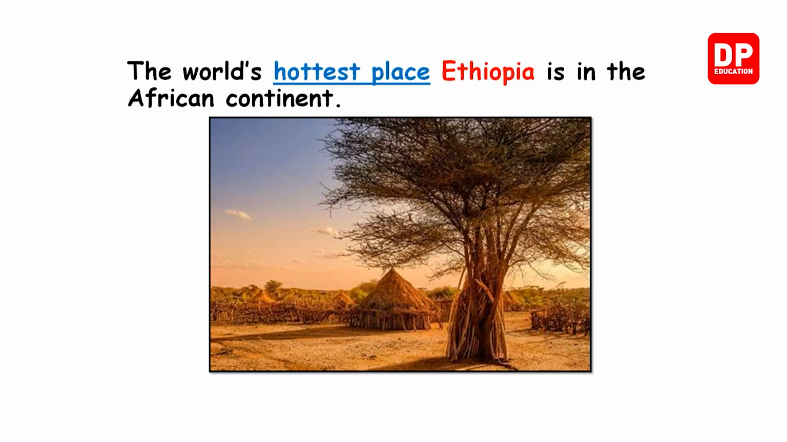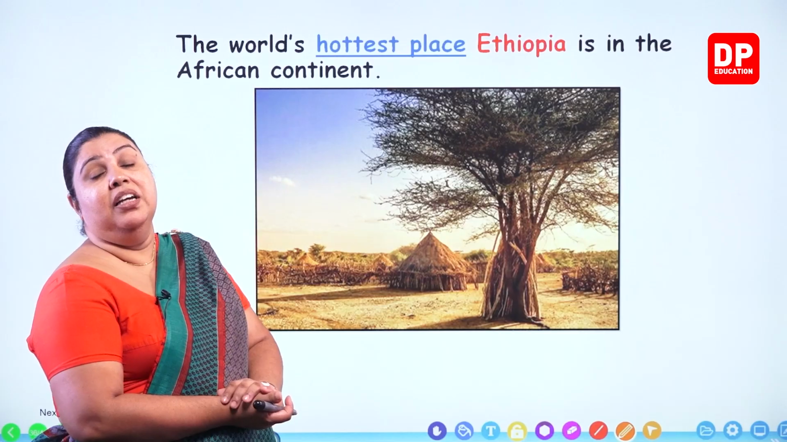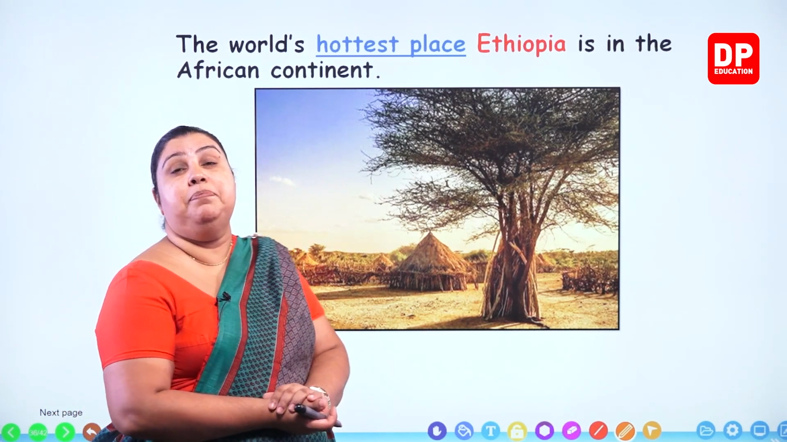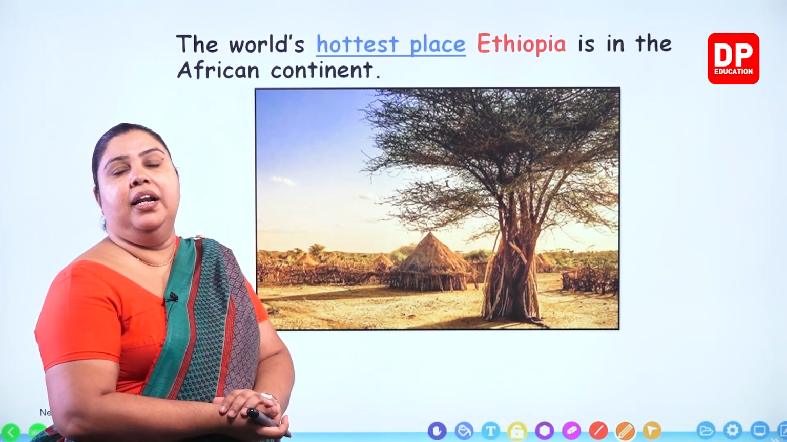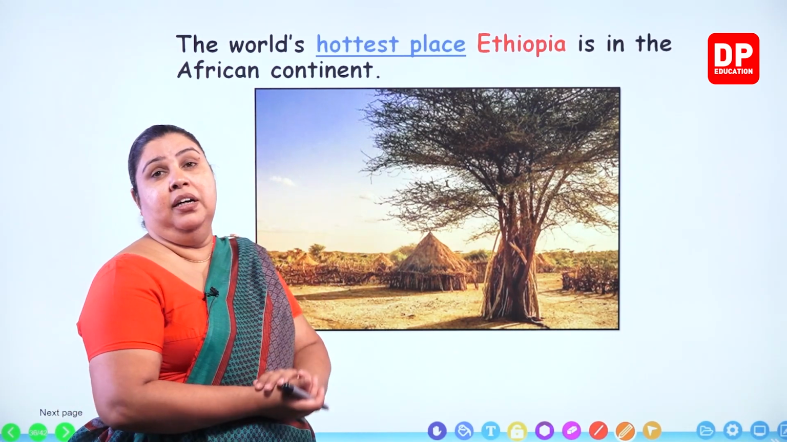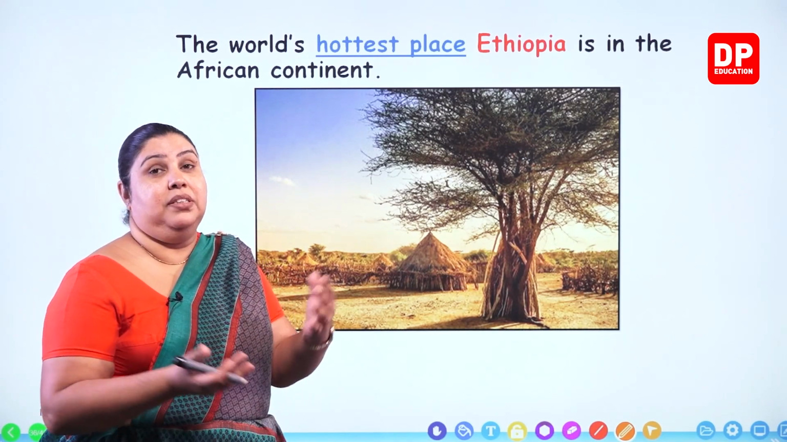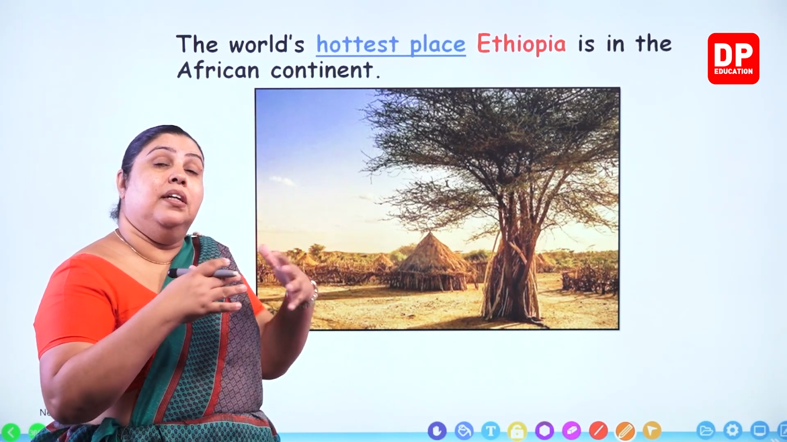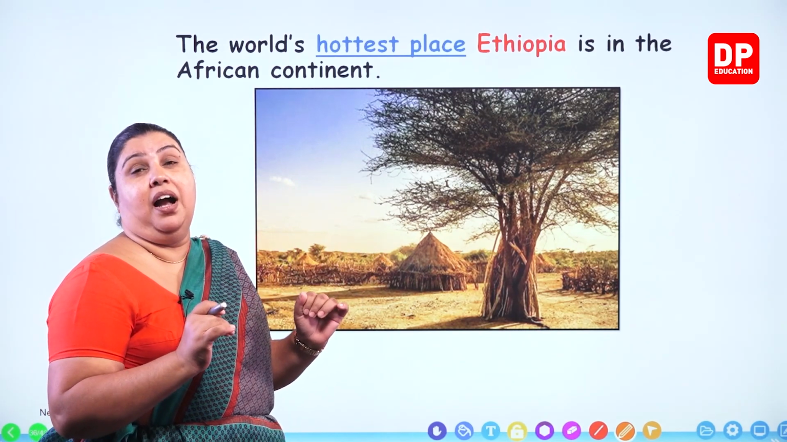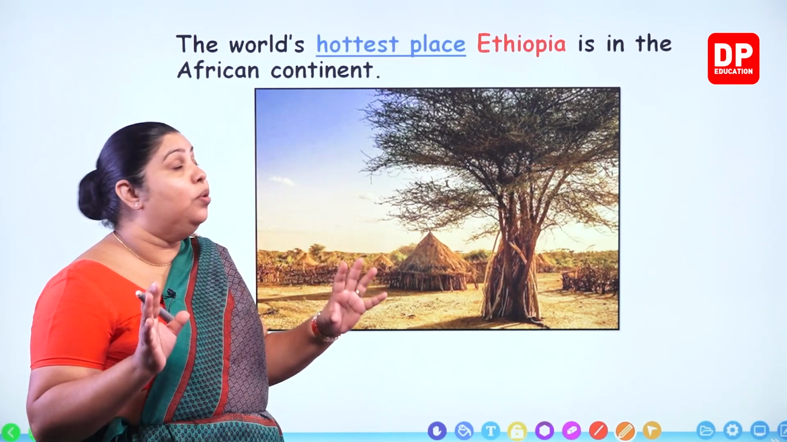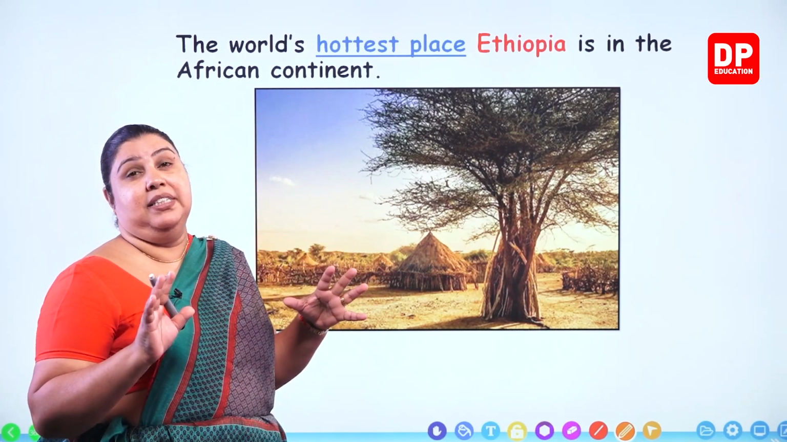The world's hottest place. It is in Africa. Ethiopia is in the African continent. The world's hottest place. Right now, you can imagine the biggest desert is in Africa. So that means it's really, really dry. So Ethiopia, the country Ethiopia, is the earth's hottest place.